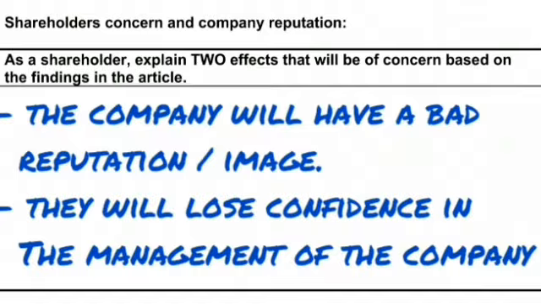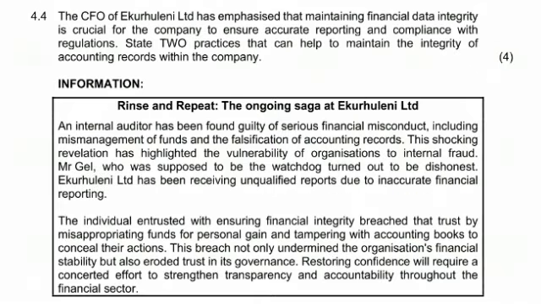So first things first, the company will have a bad reputation or image. This says to the whole world that whatever the market value of our prices was, you cannot trust it anymore. There's bad management in our company. Hence, the second bullet point says they will lose confidence in the management of the company, because people will ask, how can this go on for 5 years without you finding out? So these are the most appropriate, straightforward answers that you can put out there.